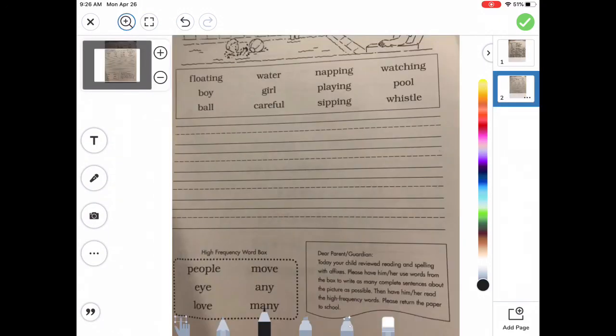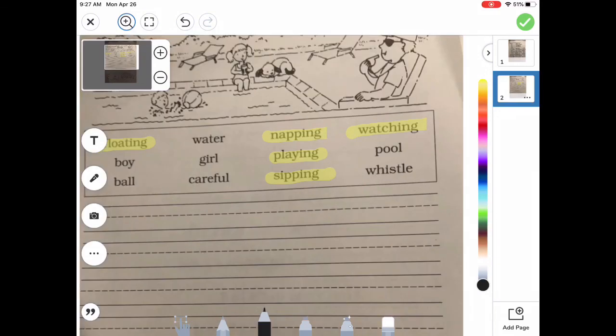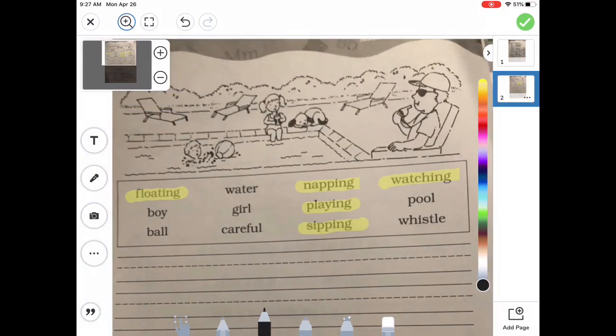All right, on the back, remember there's a trick where I can figure out what my verbs are. That ING tells me it's something that's happening right now. So I have floating is a verb, napping, playing, sipping, watching, okay? All right, let's see what kind of sentences I can make with that, okay?